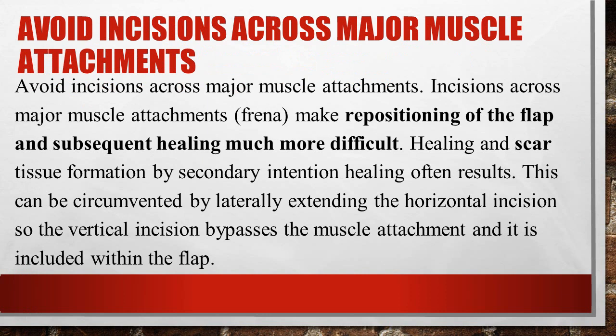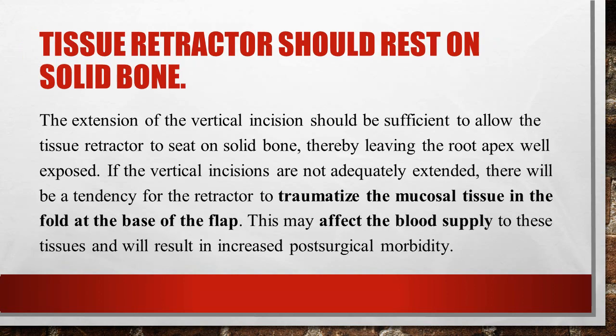Major muscle attachments, I said, it is difficult. You have to avoid it. You have to bypass it, because repositioning the flap and healing will be much more difficult, and scar formation will happen. This is why you're supposed to bypass the muscle attachments, and you should include the muscle inside the flap itself. Tissue retractor should rest on solid bone. This again, I told you. If it is not resting on bone, and if it is resting only on the mucosal tissue, it will affect the blood supply and it will result in delayed healing.